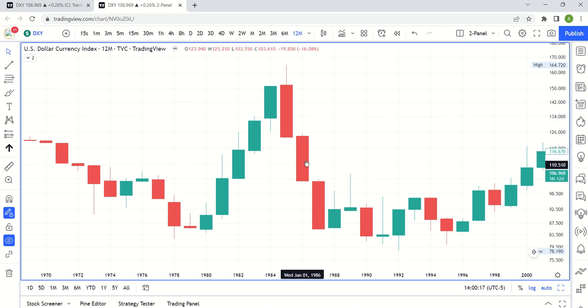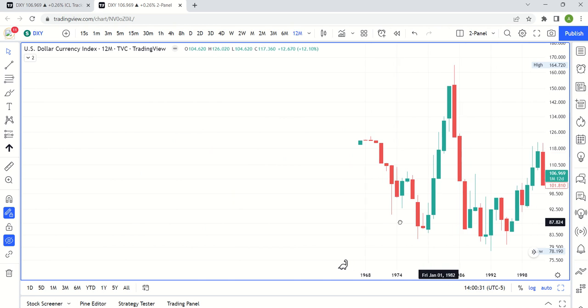I mean, look at these candles, right? We make another low below 1985 and 1986. And then in 1987, we make another big low below 1986. I mean, this is massive downside, right?